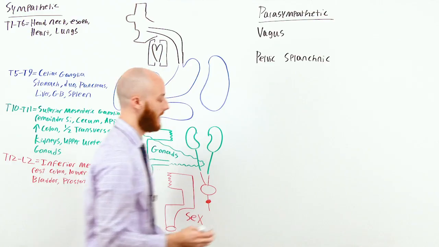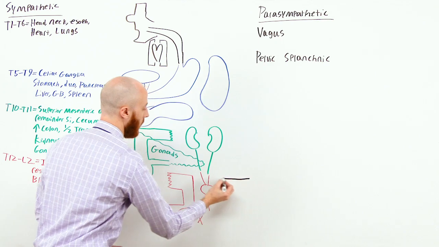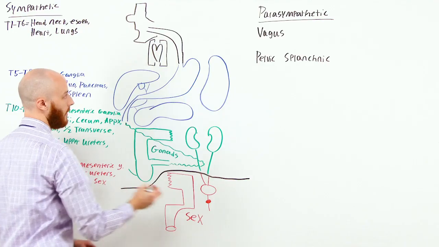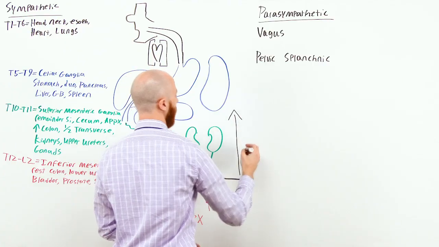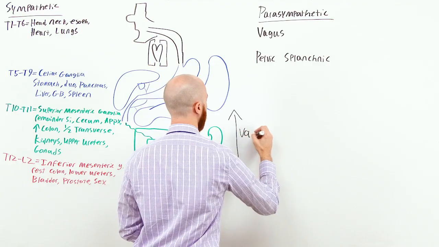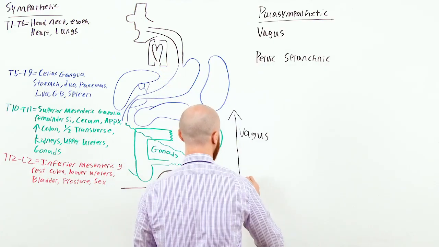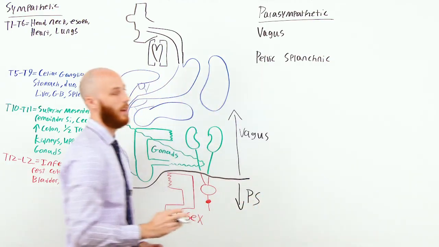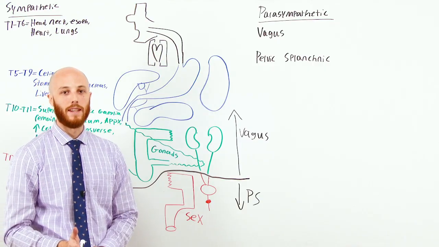So how exactly is this divided? One line. Right there. Everything above the line will have vagus parasympathetic innervation. And everything below it will be pelvic splanchnic. And that's it for parasympathetic. Super easy.